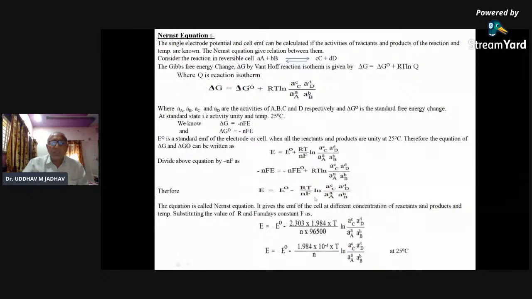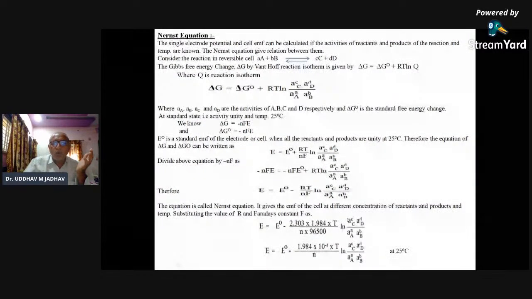Substituting the value of R and the Faraday's constant. Now see, this is R. R is a gas constant that we know. The gas constant has several values, and since we are taking it in calories, it will be 1.987 calorie. Then T is a temperature. Temperature may vary. n is the number of electrons, and the Faraday of electricity is 96500.